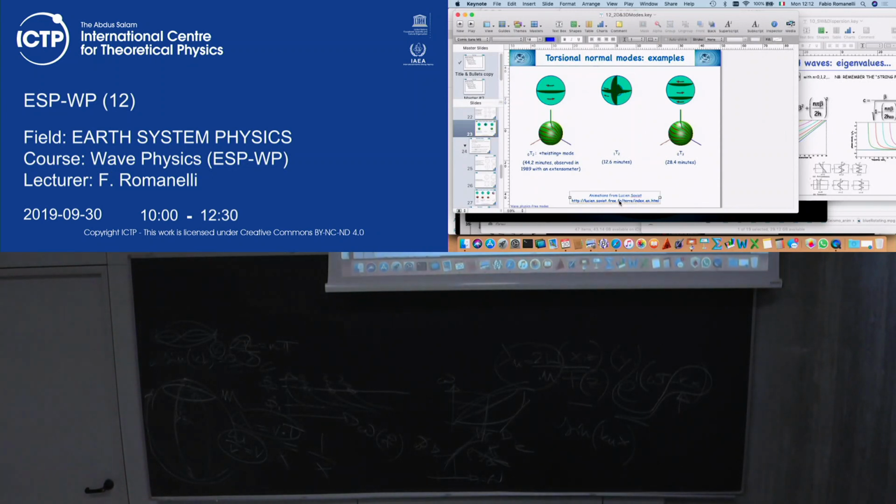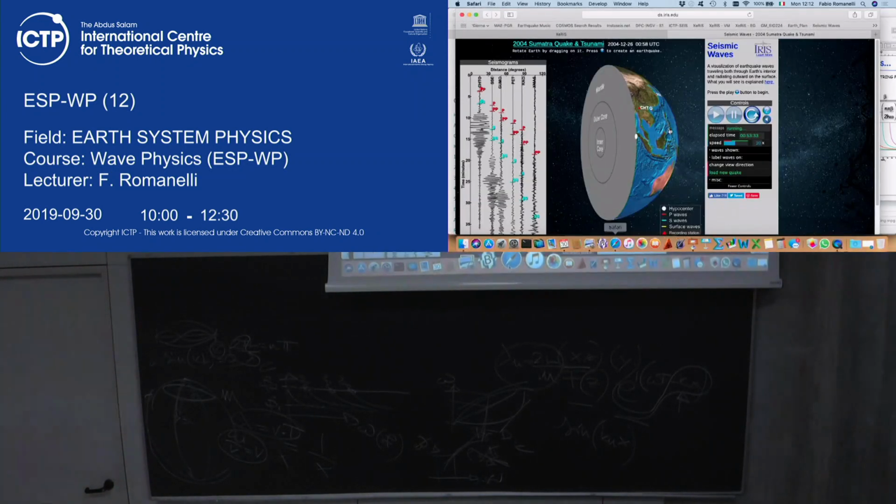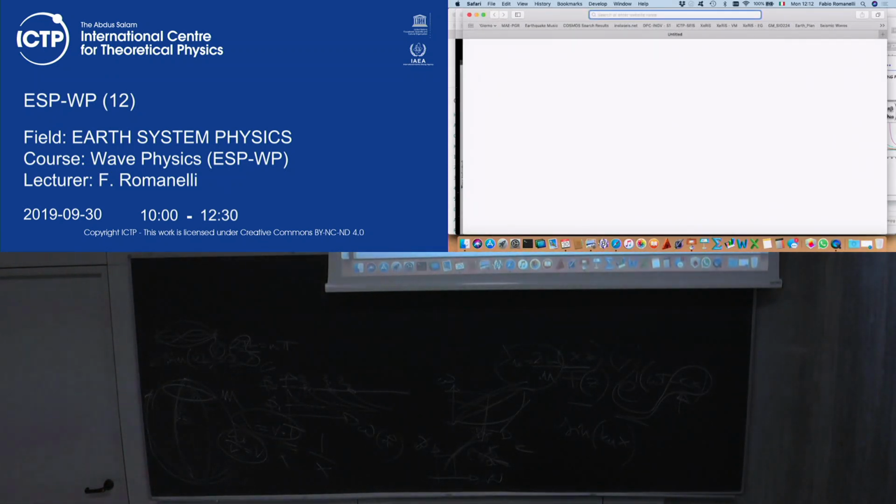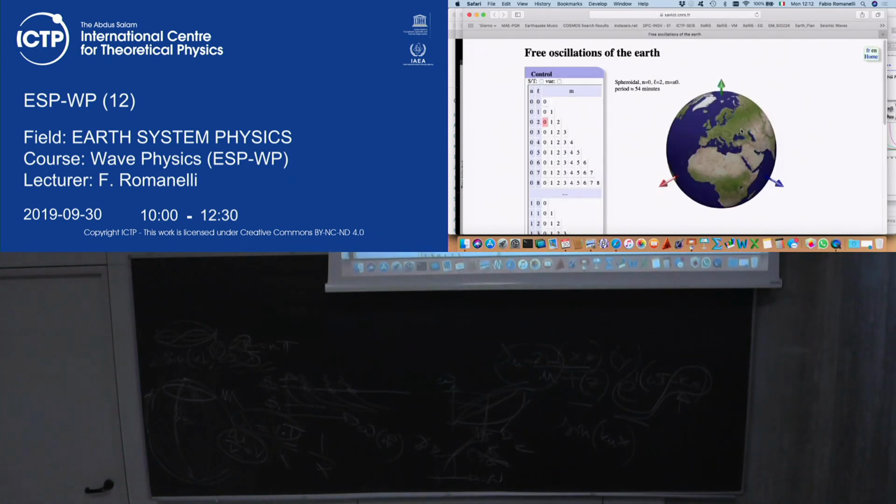I hope that I have downloaded this. Where is it? Okay. It's nice, isn't it? It's like that. It has no nodes inside. Here the representation of the Earth is not accurate because torsional should have a hole there, but it's the core-mantle boundary. But it's the best animation that I've found. But you see, it's something like that.